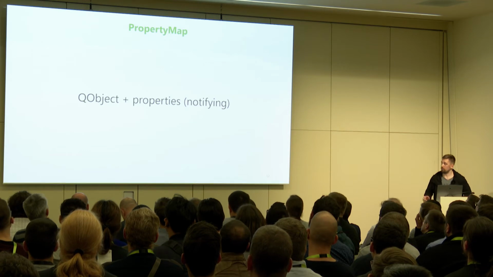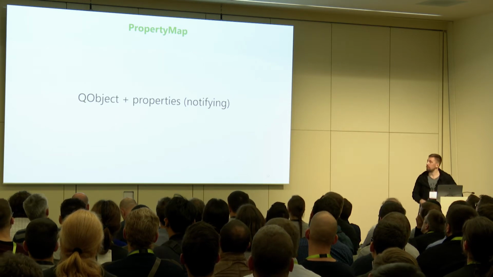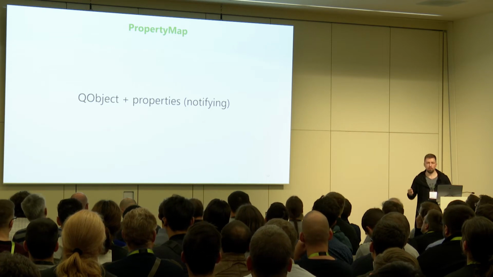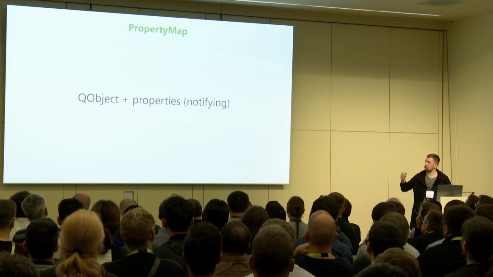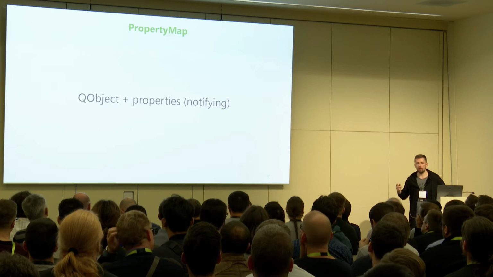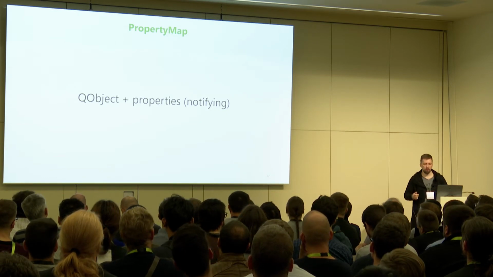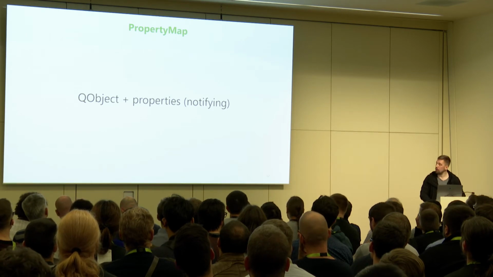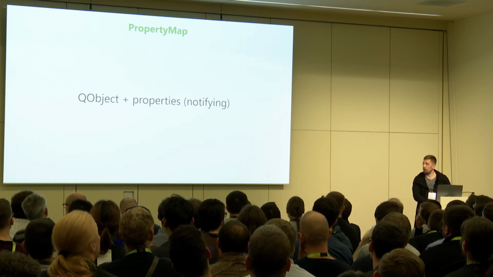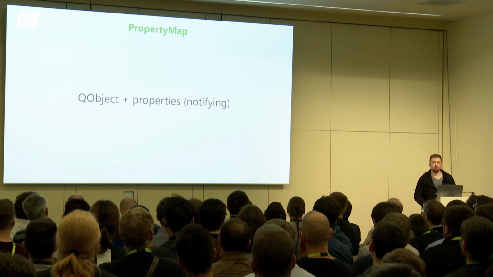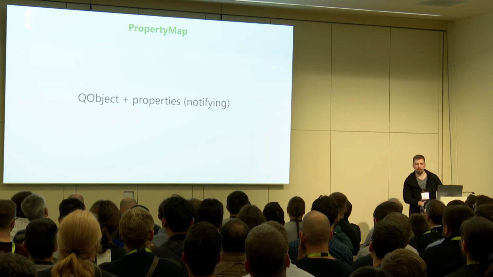But what is PropertyMap exactly? PropertyMap is a QObject, or something that looks like QObject with notifying properties. It's crucial that properties must be notifying, because QGadgets can have properties as well, but not notifying ones. So we're interested in notifying only. And there are several implementations possible. The first and the most obvious one is to use QObject itself, because no one would argue with the point that QObject looks like QObject.